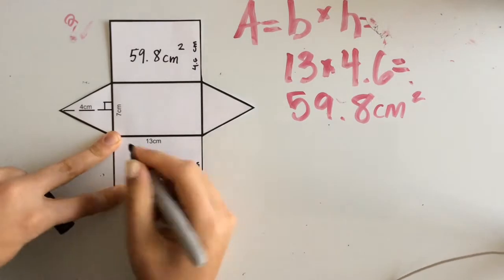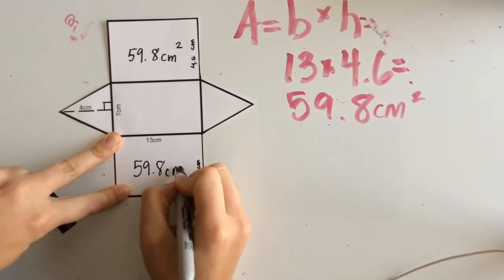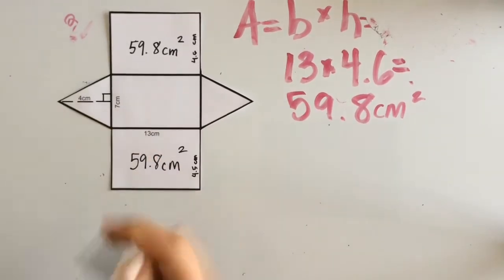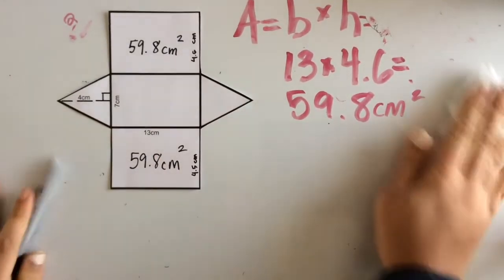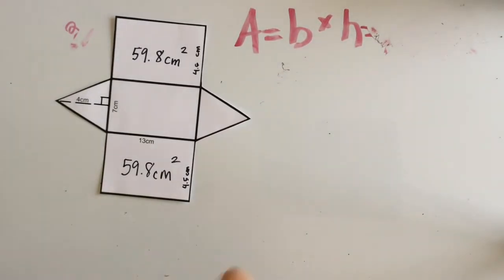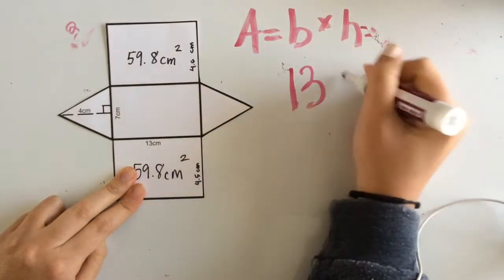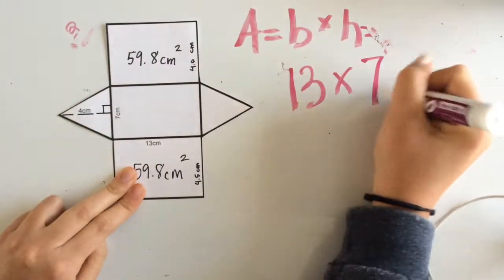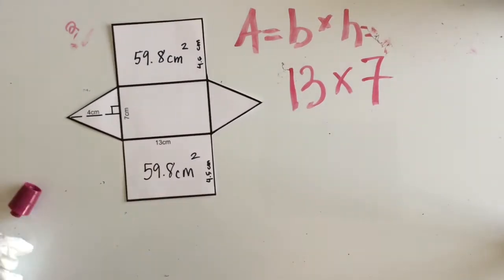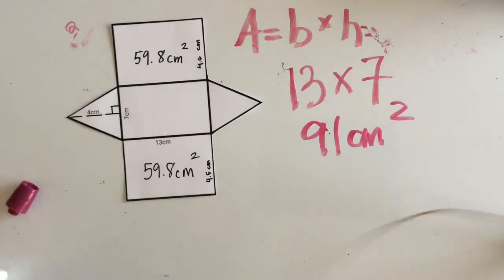Well, this one's exactly the same, so it has the exact same area, 59.8 centimeters squared. This rectangle is a little different, so let's try finding the area of that one. It's the same formula, so I just use base times height. This one, the base is the same, it's 13, but the height's different, it's 7 centimeters. So then I multiply 13 times 7, which equals 91. Okay, so this one is 91 centimeters squared.